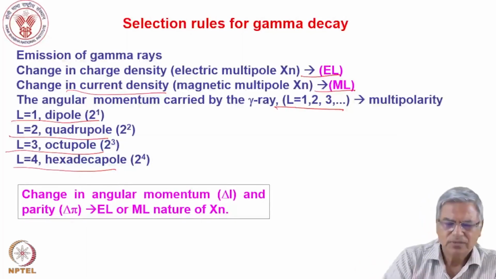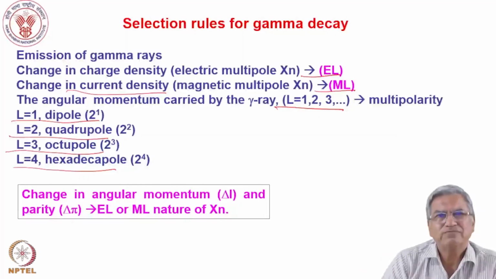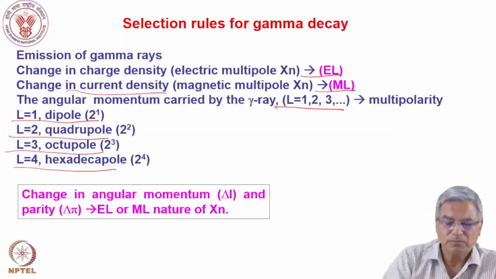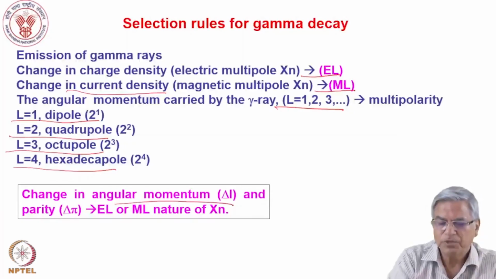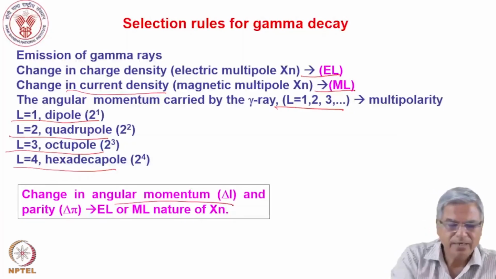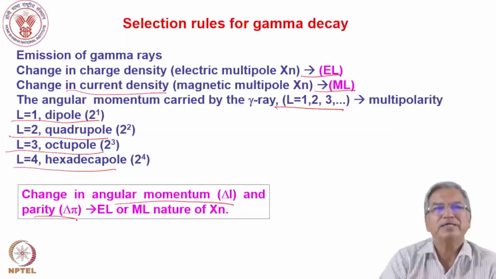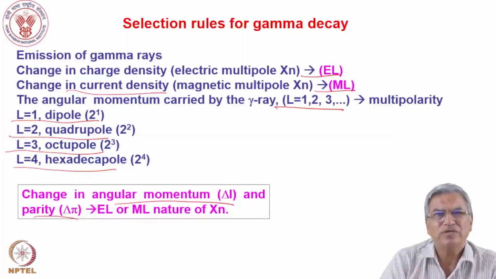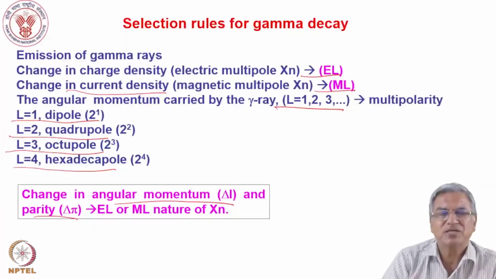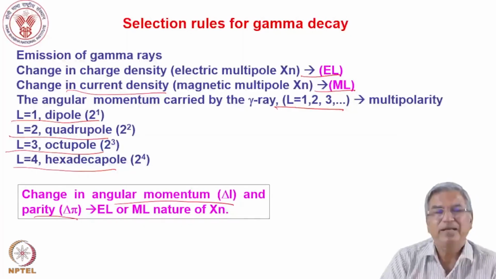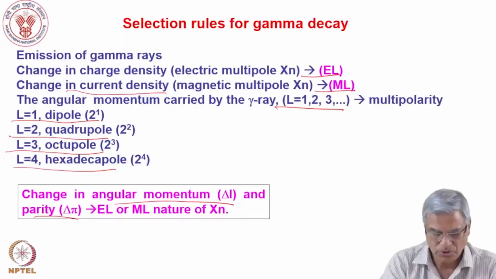So now we will try to see how to classify the gamma ray decay selection rules in terms of the change in the angular momentum, delta I, and the change in the parity, delta pi. Depending upon the value of delta I and delta pi, we can categorize a transition as EL or ML. We will see the selection rules very shortly.